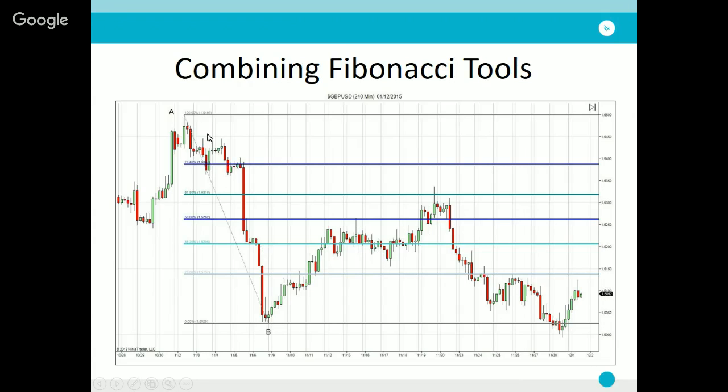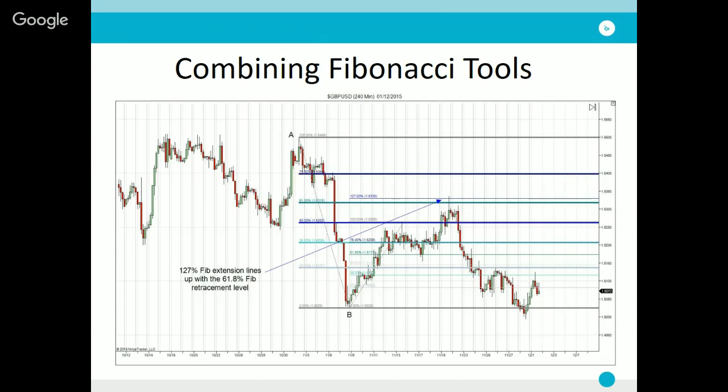So we've had the initial swing that gives us our Fibonacci retracement levels. We've had the subsequent initial correction, which has failed. And so we apply our extension tool to this swing here. And this gives us our extension levels within the swing that we can then monitor.